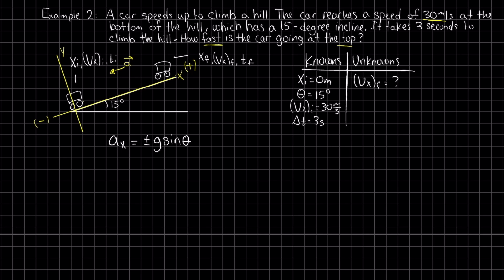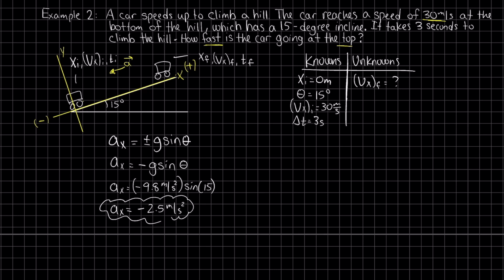Well, which is it, plus or minus? Well, the acceleration is pointing towards the left of the x-axis. Therefore, my acceleration is going to be negative. To complete this, I'm going to get negative 9.8 meters per second squared multiplied by the sine of 15. I'm going to get my acceleration to be negative 2.5 meters per second squared.